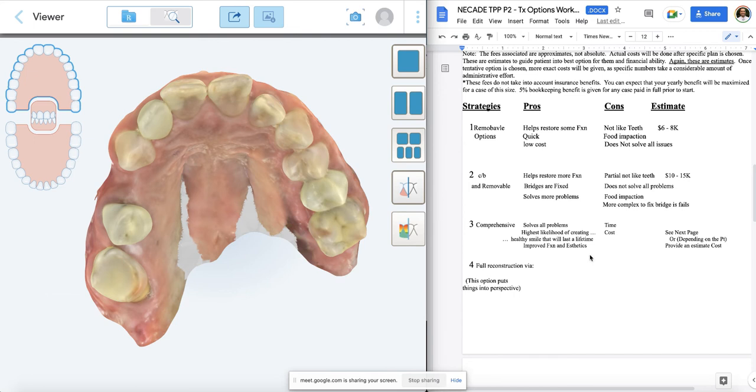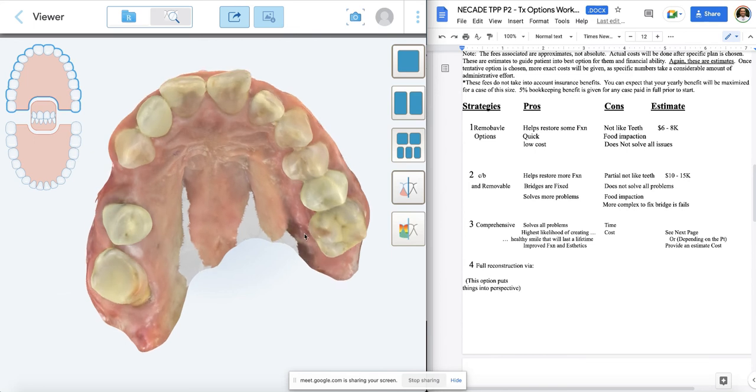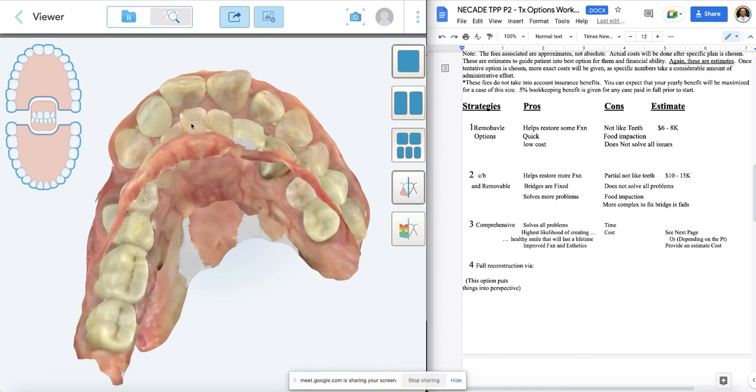Something to talk about. Well, we ran out of time. So here we are 20 minutes into it, kind of paraphrasing what we did last week. We ended up at full reconstruction via, and then we ran out of time. Oftentimes we'll use the all-on-4. This is not a situation where I would tell the patient all-on-4 is an option.